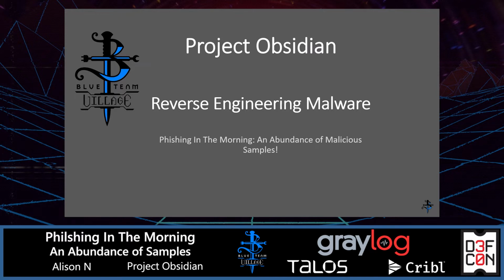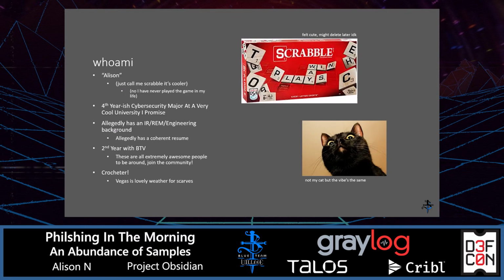But in the meantime, a little bit about myself. My name is Allison. You can just call me Scrabble, that's what I go by here. And I'm a fourth year cybersecurity major at a university up in the Northeast. My background is mainly in incident response, reverse engineering malware, and cybersecurity engineering, which is a little bit all over the place, but generally speaking, I stay in the blue team side of things. And this is my second year with Blue Team Village.